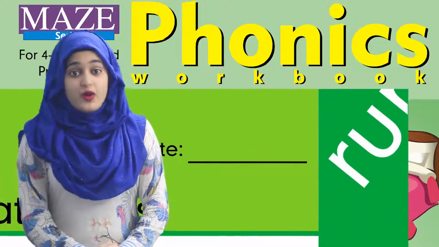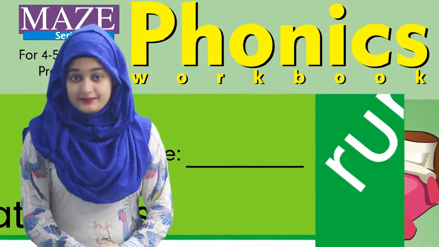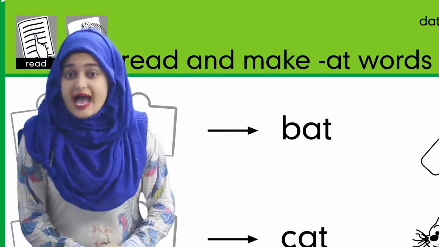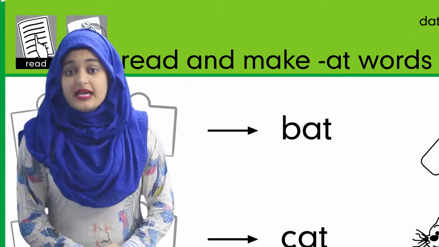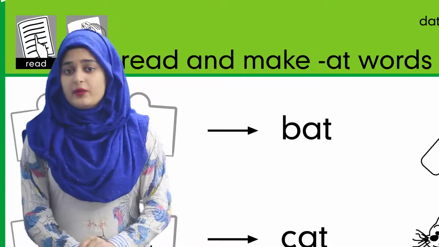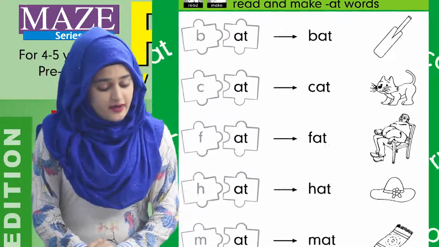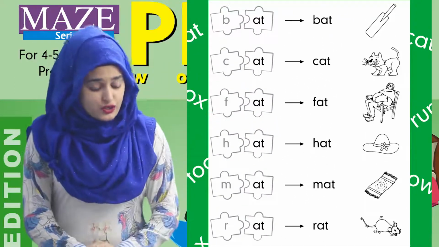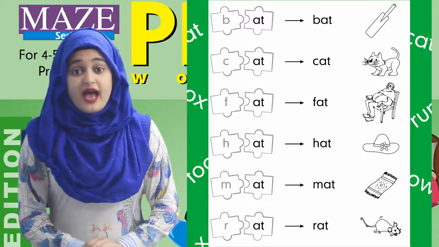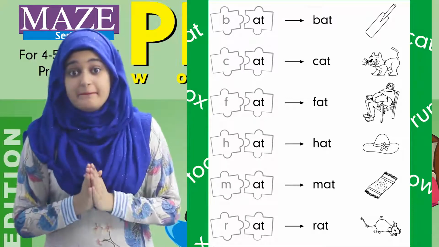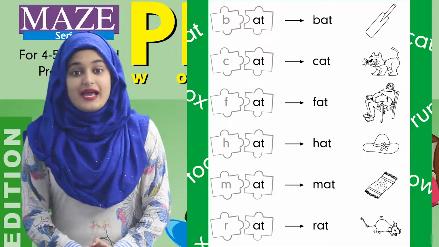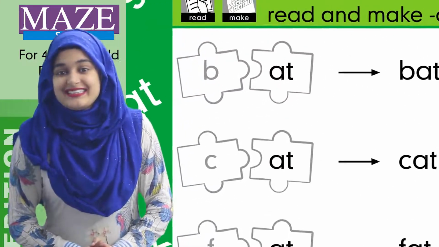So what we have to do here is we have to read and make the at words. The at words. आप अपनी वर्कबुक में देख सकते होंगे दैट देयर आर टू जिगसॉ पजल्स एंड समथिंग इज रिटन इन दैम. वी हैव टू जॉइन दैम एंड मेक द एट वर्ड्स. यस, सो लेट्स स्टार्ट रीडिंग.